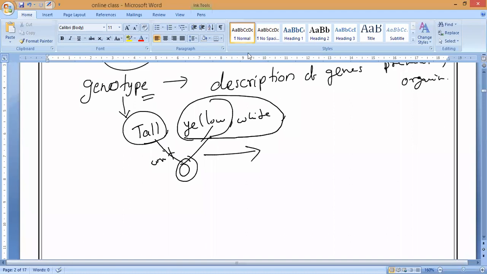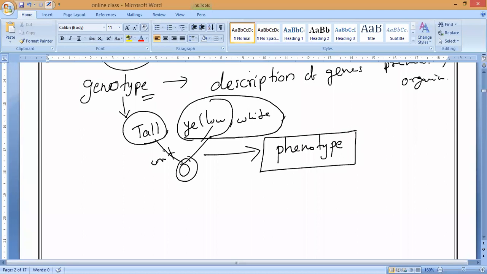Anybody can say what we call that one, guys? The characters are the things which are visible to us outside. What do we call it? We call it phenotype.